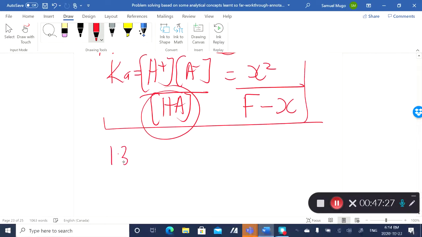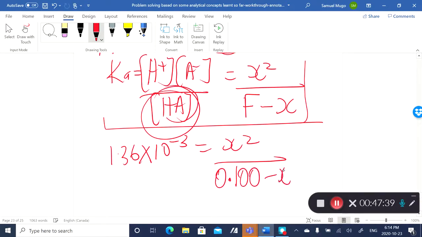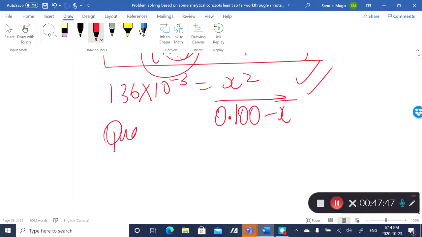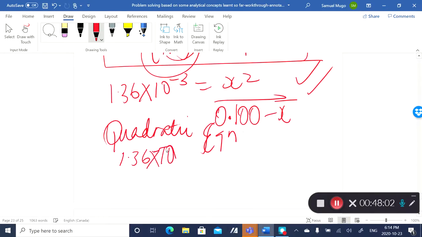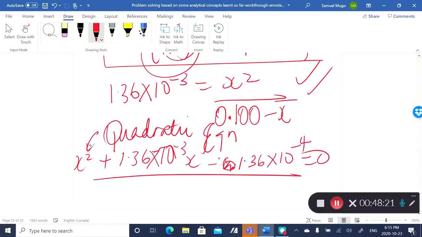And so you can plug in the numbers. That's x squared over the formal concentration that you started with, 0.1, minus x. And now you can solve this problem, okay? Now, you should solve a quadratic equation here, using the quadratic formula. And when you do the expansion, in this case, you're going to see it is 1.36 times 10 to the power minus 3 x. That's when you take this multiplied by this. And of course, there's x squared plus that, and then minus 1.36 times 10 to the power minus 4 is equal to 0. And now you can solve the quadratic equation.